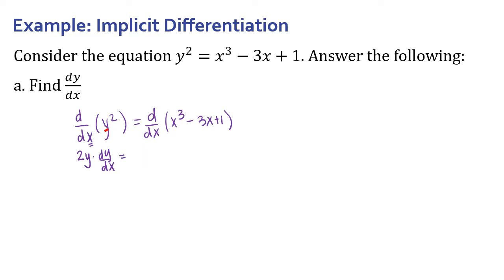So the derivative of x cubed is 3x squared, the derivative of minus 3x is going to be minus 3, and the derivative of 1 is 0. So now to get dy/dx by itself, we'll divide both sides by 2y, and we'll get dy/dx equals (3x squared minus 3) all over 2y.